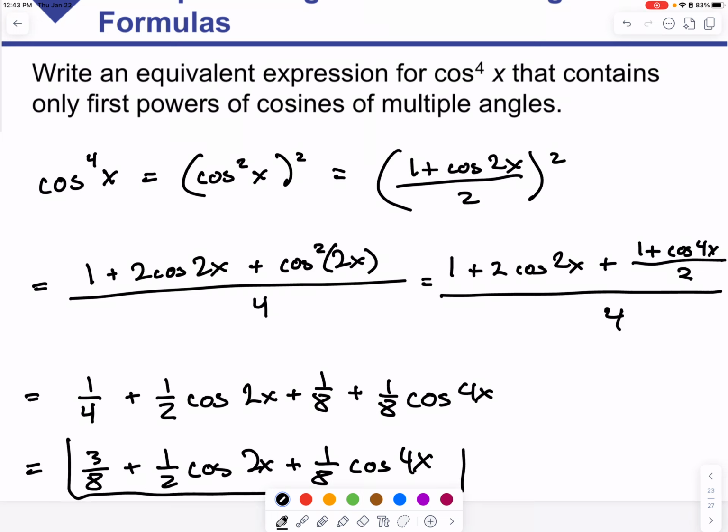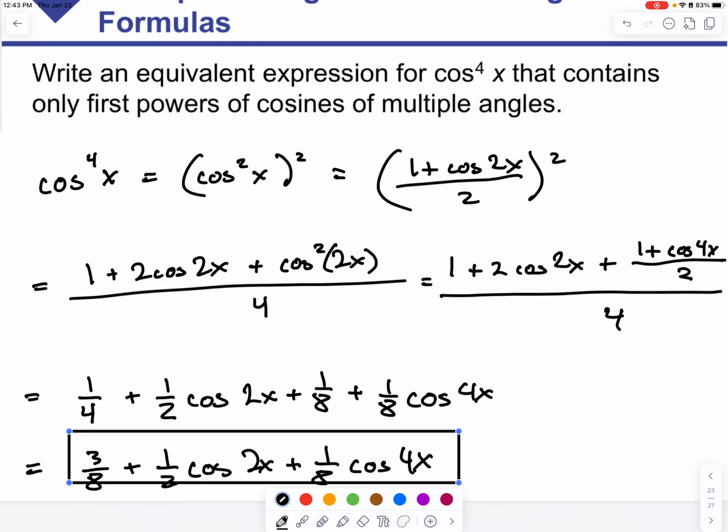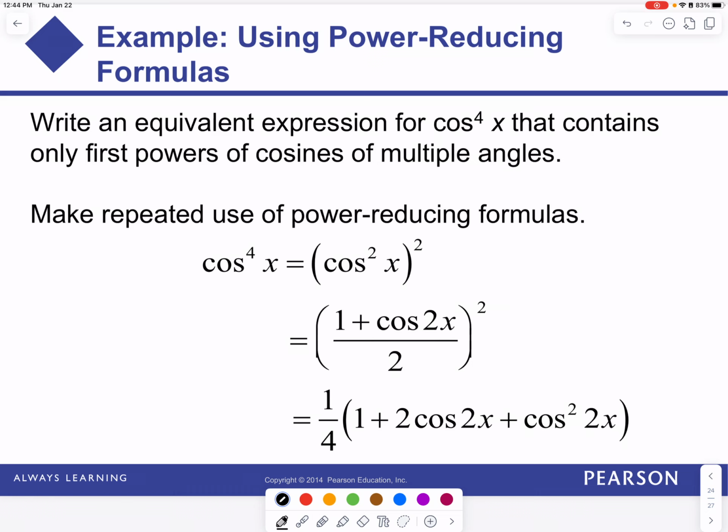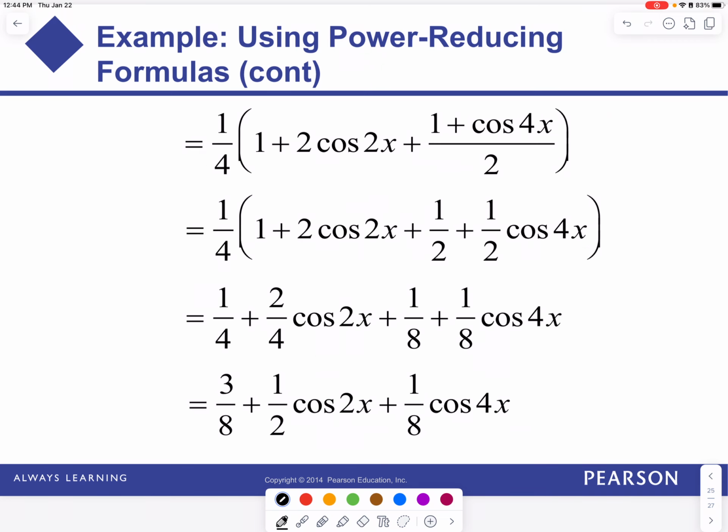Okay, let's compare this to our prepared notes. Let's see, did we catch all the nuances? So they changed from cosine to the 4th to cosine squared, squared. Applying the power reducing formula, the cosine squared becomes 1 plus cosine of 2x over 2. Then you square that, so you get a 4th, 1 plus 2 cosine of 2x plus cosine squared of 2x. We got all that. Then they apply the power reducing formula again. They have the 1 plus cosine of 4x over 2.